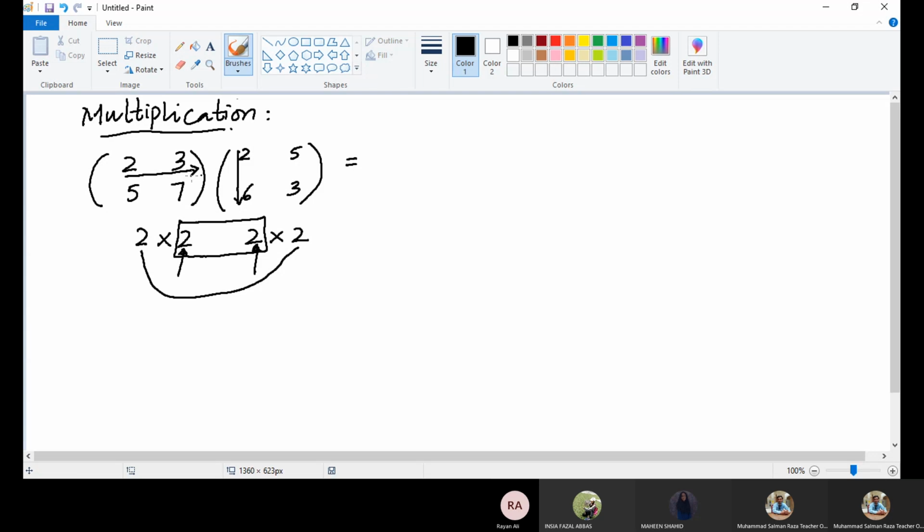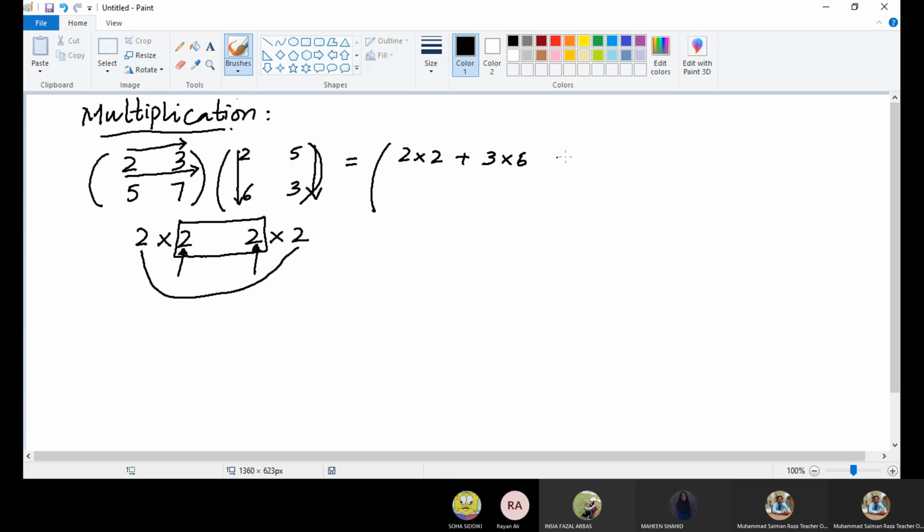So how do we multiply it? We'll multiply 2 with 2 and put the addition sign in between, and then we are going to multiply 3 by 6. So this is first row, first column. And then we'll put the first row again, and this time the second column.